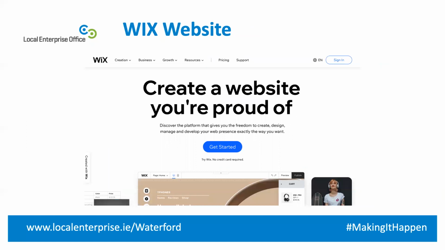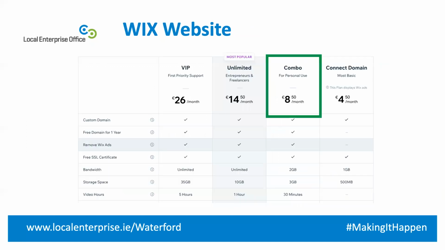Wix is another platform as well. That's slightly cheaper, and the interface is a little different. The plan they would need on that one is $8.50 a month. Okay, so again, it's a monthly cost. Make sure it works like that.